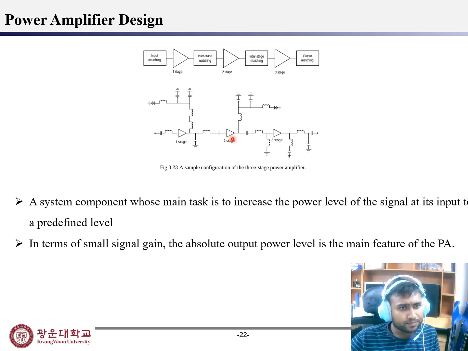Power amplifier design. A system component whose main task is to increase the power level of the signal at its input to a predefined level. In terms of small signal gain, the absolute output level is the main feature of a power amplifier. This one is mainly a three-stage power amplifier design: input matching, first stage, inter-stage matching, then second stage, then again inter-stage matching, third stage, and finally we get output matching.